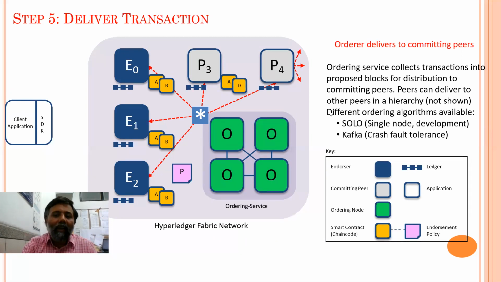And different ordering algorithms are used, just like Solo, that is a single node, which will receive first come first serve. Whatever request it receives, accordingly it will be ordered. And the second one, a very powerful one, is the Kafka crash fault tolerance mechanism. So this will be informed to all the committers.